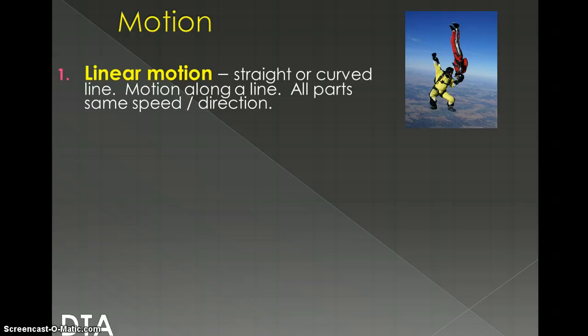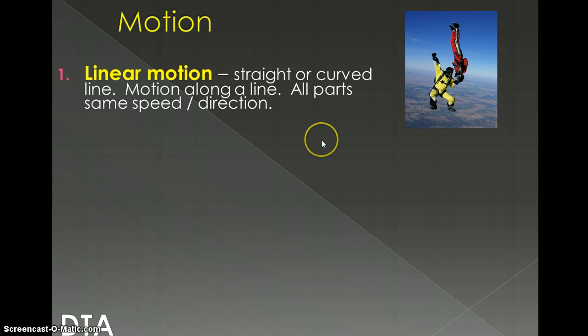So the first type of motion that we talk about when we're applying biomechanics is this concept of linear motion. As it says there, it's a straight or curved line. So it's the motion along that particular line, but the key principle is that all parts move at the same speed and direction. If you look at the example there, all of that person's body is moving clearly straight down because they're skydiving. Same as that person there, it's the entire body that is moving in that particular line.